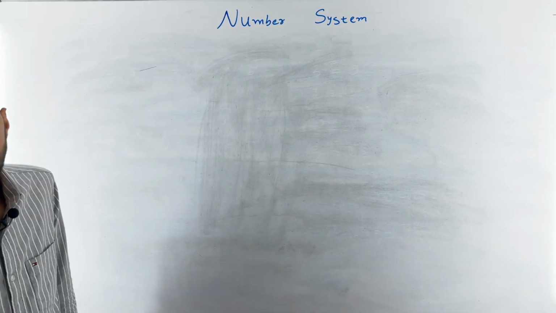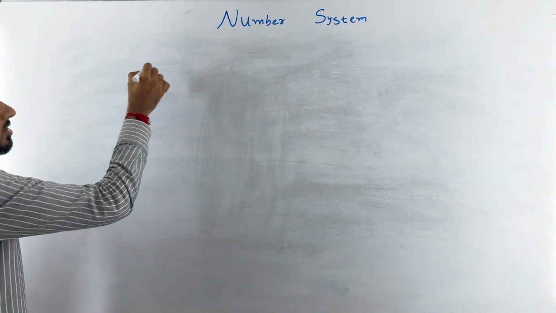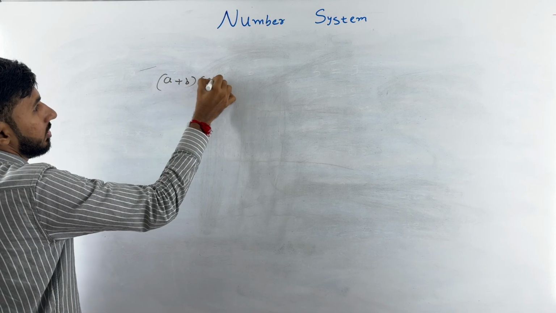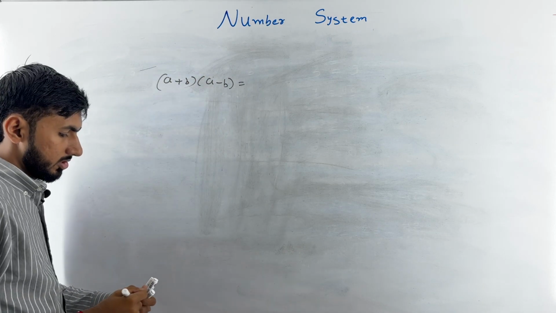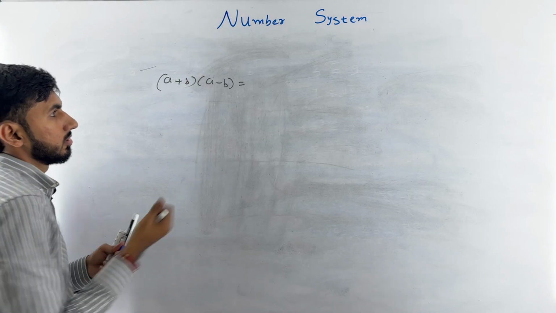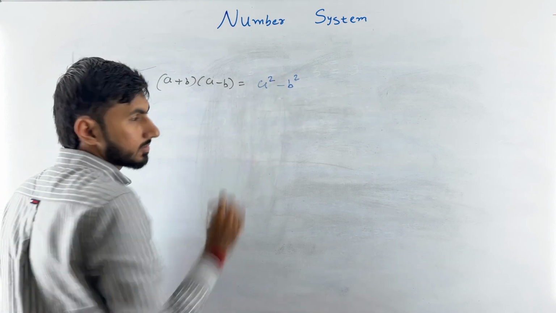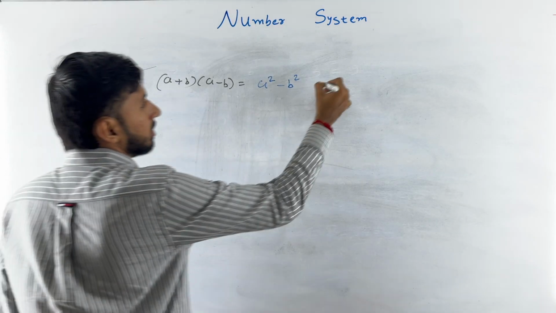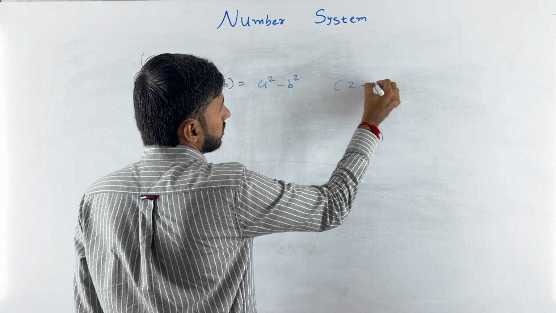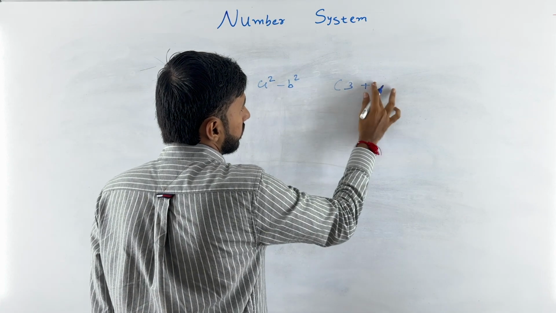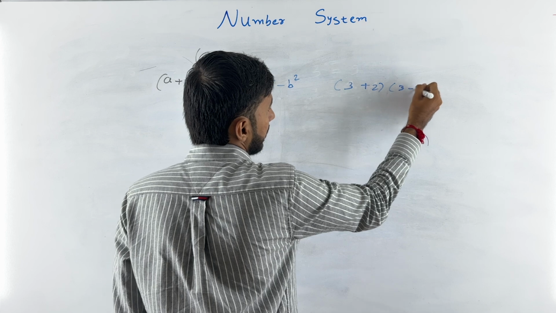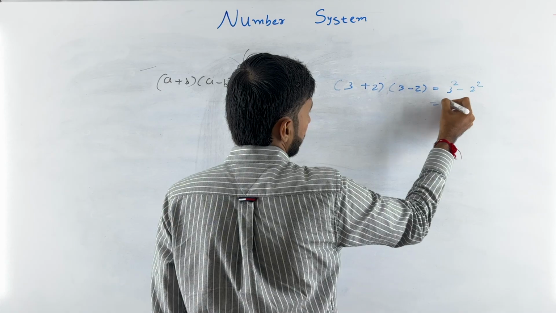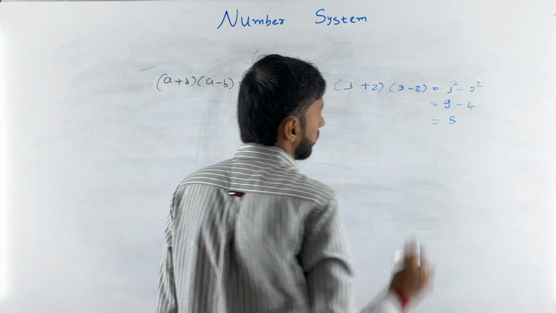Before that, there is also one property that you should learn, and that is, you all know the identity a plus b multiply a minus b. The answer will be a square minus b square, right? You can take any number in place of a and b. Let me give you an example, let me take 3 plus 2 multiply 3 minus 2. My answer will be 3 square minus 2 square, that is 9 minus 4, that is 5, right?